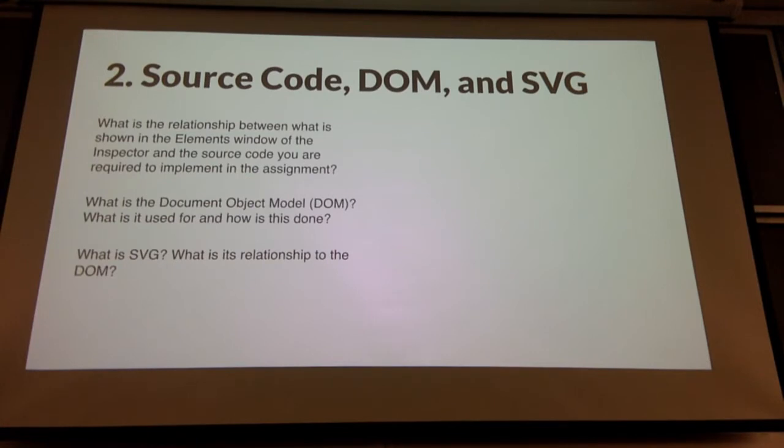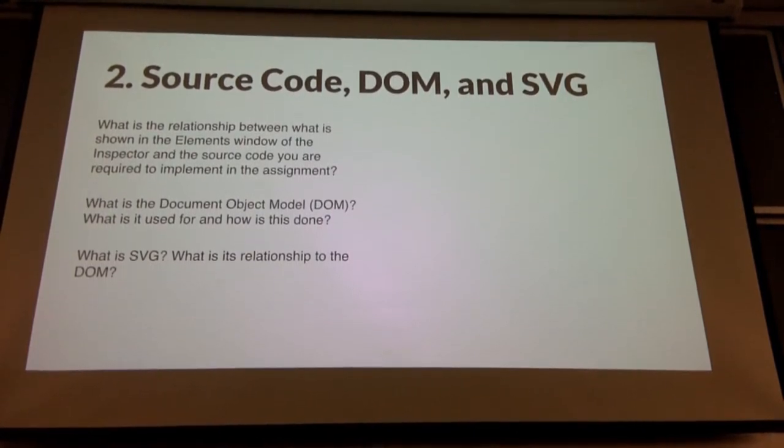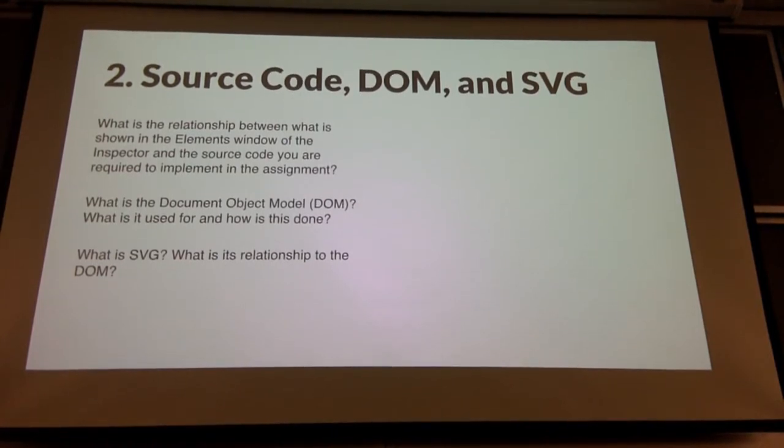So the second question was about source code, document object model, and scalable vector graphics. The question was, what is the relationship between what is shown in the elements window of the inspector and the source code you are required to implement in the assignment? So can anybody explain that? How is the source code influencing what you see in the element window? Yeah. Source code is usually the first thing that inflates the elements window, and then you get it inflated over time. It's one way, that's definitely possible. Essentially, think of the source code being the stuff that generates whatever is in the element window, right? The element window can be identical to the source code if it's just simple HTML markup, but if the source code contains both HTML and JavaScript, you will likely dynamically manipulate the DOM, and then you will see whatever you've done in JavaScript to the DOM in the elements window. And so that's the relationship here.